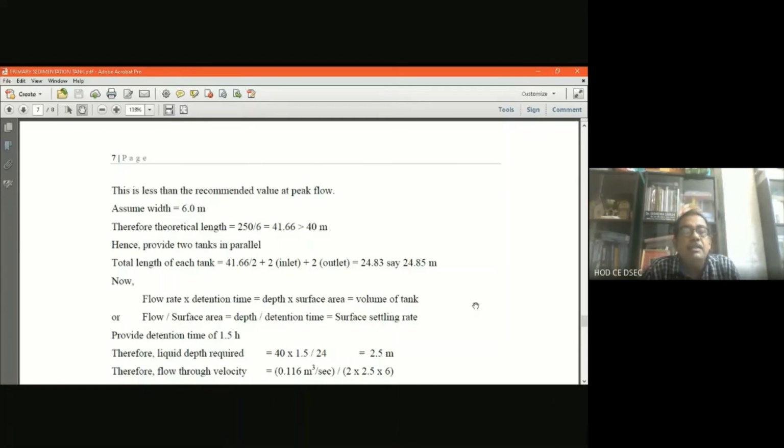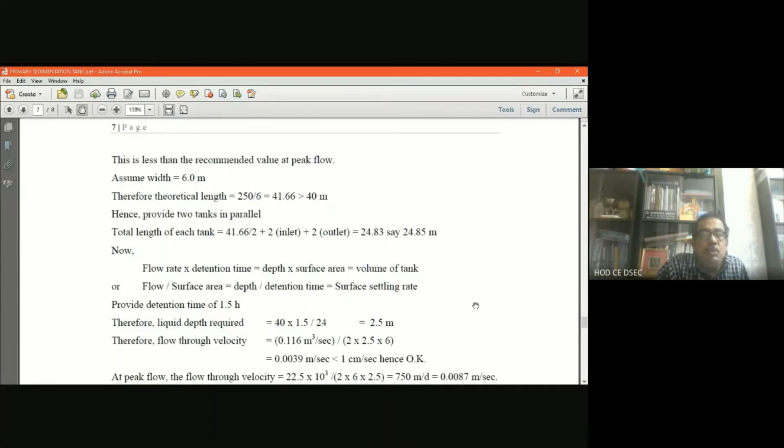Since it is greater than 40 meter, you divide it into two parallel tanks, because generally for maintenance purpose you have to maintain two parallel tanks. So each tank length becomes 41.66 divided by 2, and you fix the inlet at 2 meter and the outlet at 2 meter, so adding inlet and outlet, 2 plus 2, 4 meter. So what will be the length of each tank? That is 24.85 meter if you give the round figure.